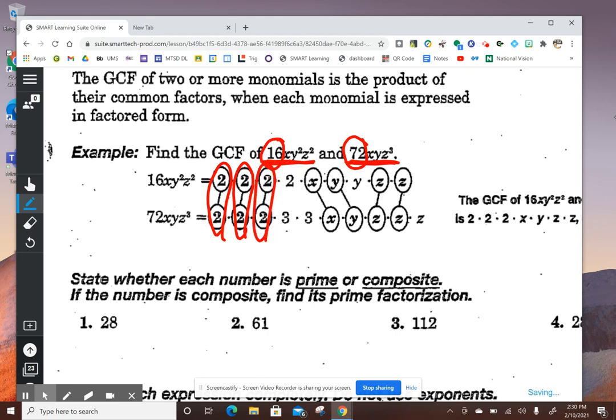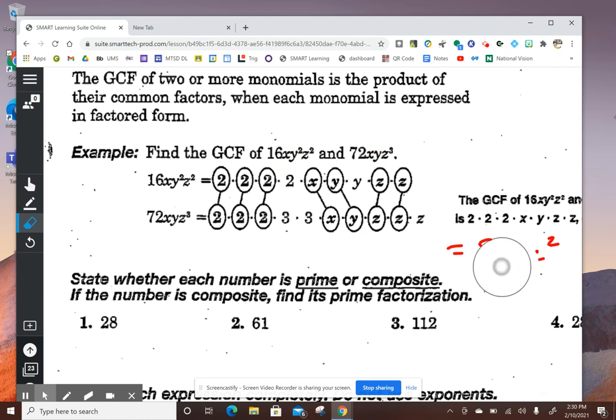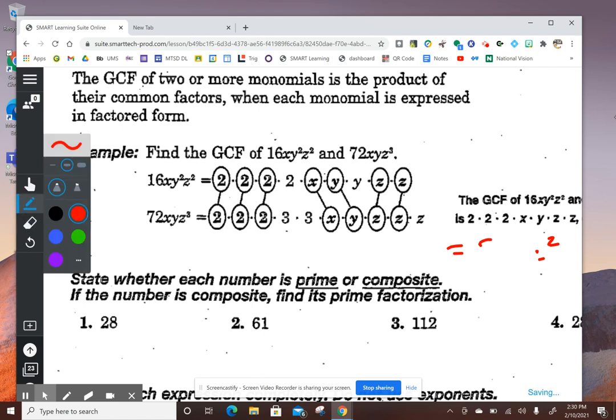Now, I can't circle 2 and 3 or 2 and 3, so I don't. But I end up with a 2 times 2 times 2 times x times y times z. So if I multiply that out, I get 8xyz squared. And that would be the GCF. Okay, now notice when you're getting the GCF of variables, it is always the lowest degree of each variable. So in other words, x and x, it's only x to the first.